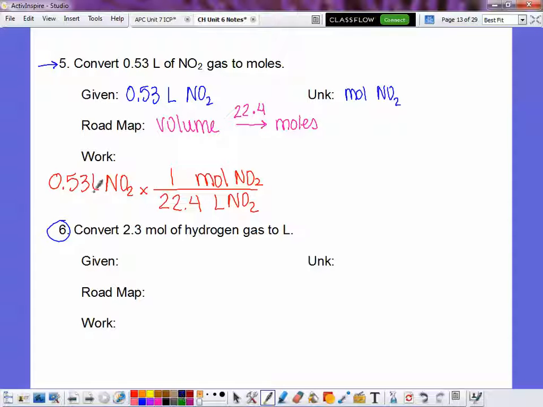So liters are canceling. We're left with moles. How many sig figs? 2. That starting 0 doesn't count. Yep, so just whatever's after the decimal point. So 0.53, so 2 sig figs. So what is our answer with 2 significant figures? 0.0 what? 24? 0.024. This would be nitrogen dioxide because there's no charge. If it was NO3 minus, it'd be nitrate.